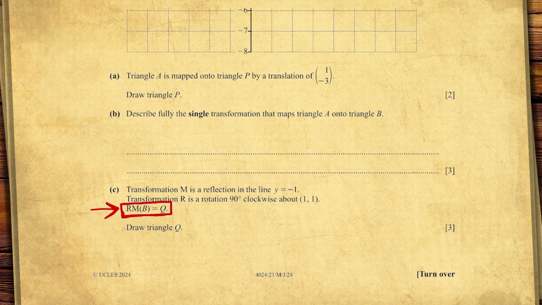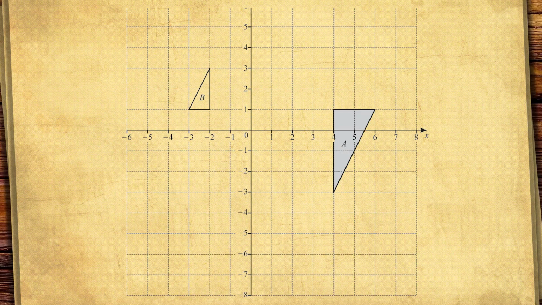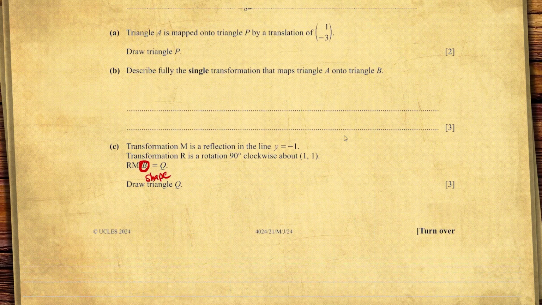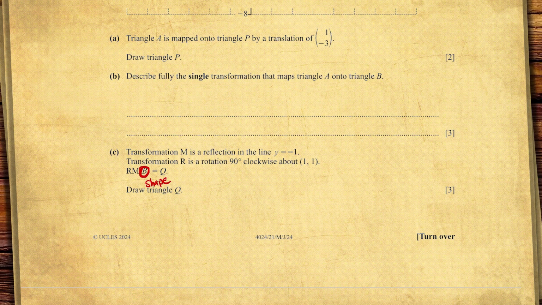Now the question writes the name of those two transformations, transformation R and transformation M, and after that it writes B inside the bracket, and that is equal to Q. Now B that is written inside the brackets is the shape on which the transformation is being applied. This is triangle B or shape B, and transformation is being applied on this shape. So B is the shape or the triangle on which these transformations R and M are being applied, so that is why B is written inside the brackets. And R and M written outside the brackets means that the transformation M and transformation R, both of these are being applied on shape B or triangle B.